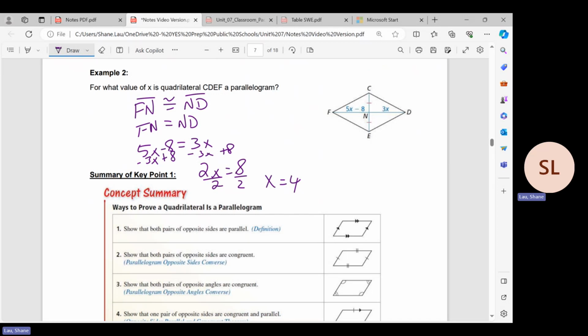And that makes sense because if we plug 4 into both of those expressions, we'll get the same answer of 12. 4 times 5 is 20, minus 8 is going to be 12, and then 3 times 4 is, of course, 12. And so from there, we're good.